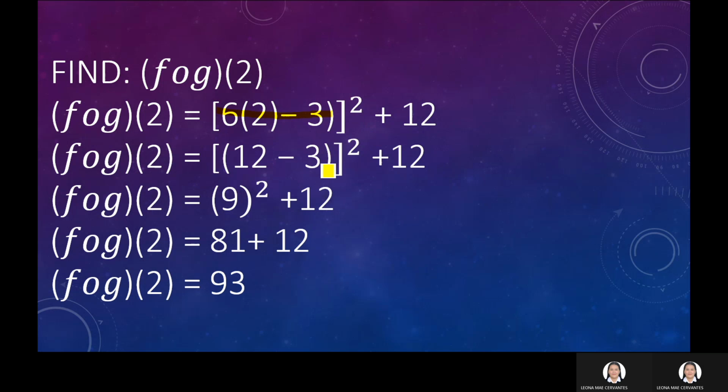So we have 12 minus 3 is equal to 9 squared plus 12. So 9 squared is equal to 81 plus 12. Then f composition of g of x, if x is equal to 2, is equal to 93. Okay? Next example.